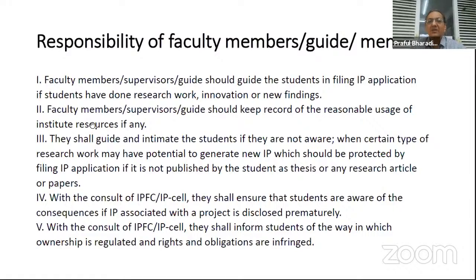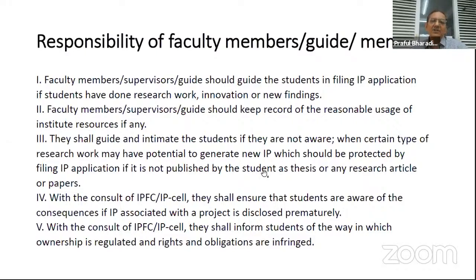This is important. Reasonable use of institute resources. It has been specified in the policy what is reasonable use and what is extensive use. Because when the patent filing has to be done, it's a student who is working on an innovative project and there's some IP which can be filed. Whether the IP will be filed in the name of the student or in the name of the college, institution or university is determined from this, that the faculty members should keep record of reasonable use of institute resources. Now this will determine in whose name the IP will be.